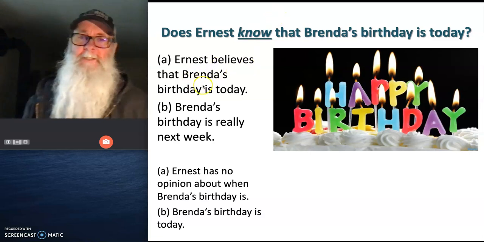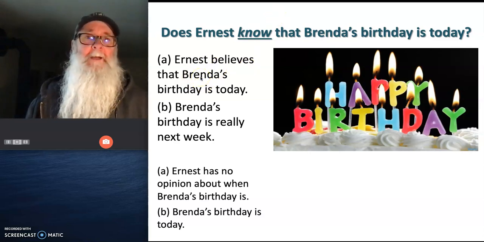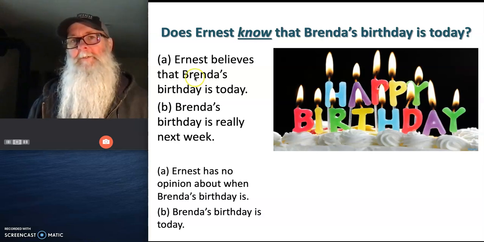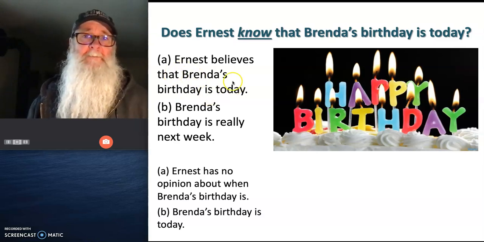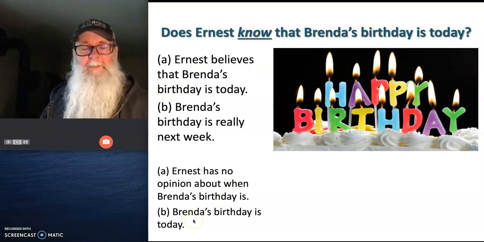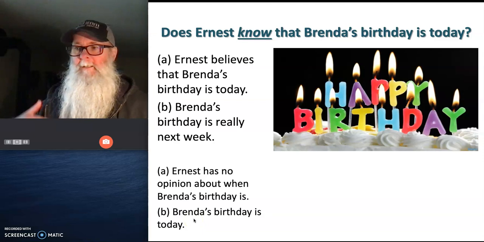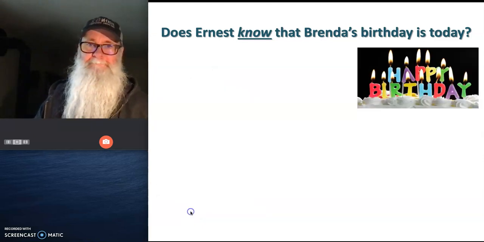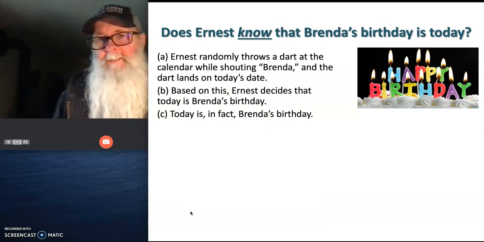As we saw in the first example, Ernest has a belief about when Brenda's birthday is, but having a belief wasn't sufficient for him to make a claim to knowledge because his belief was false. Now down here, he doesn't even have a belief. So even though Brenda's birthday is today, he can't be said to have knowledge about when Brenda's birthday is because he's lacking a belief.